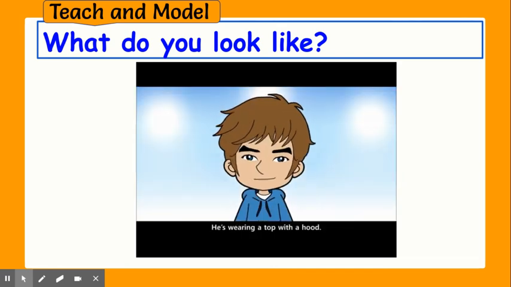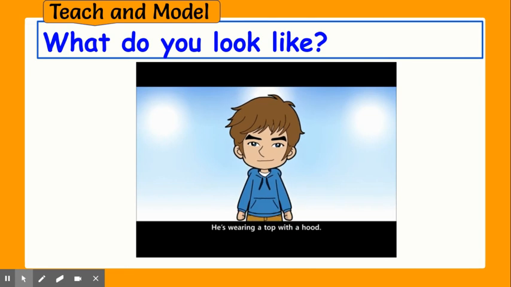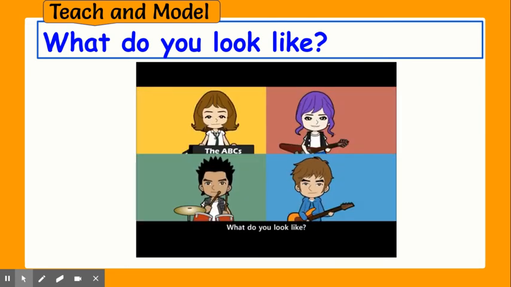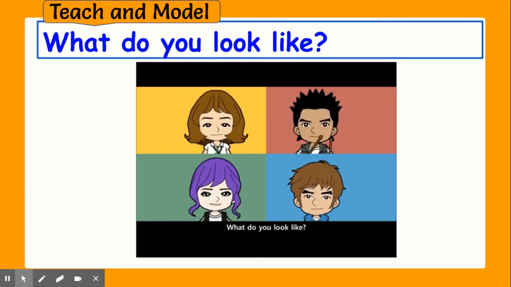His hair is short, he's wearing a top with a hood. What do you look like? What color is your hair? What do you look like? What clothes do you like to wear?